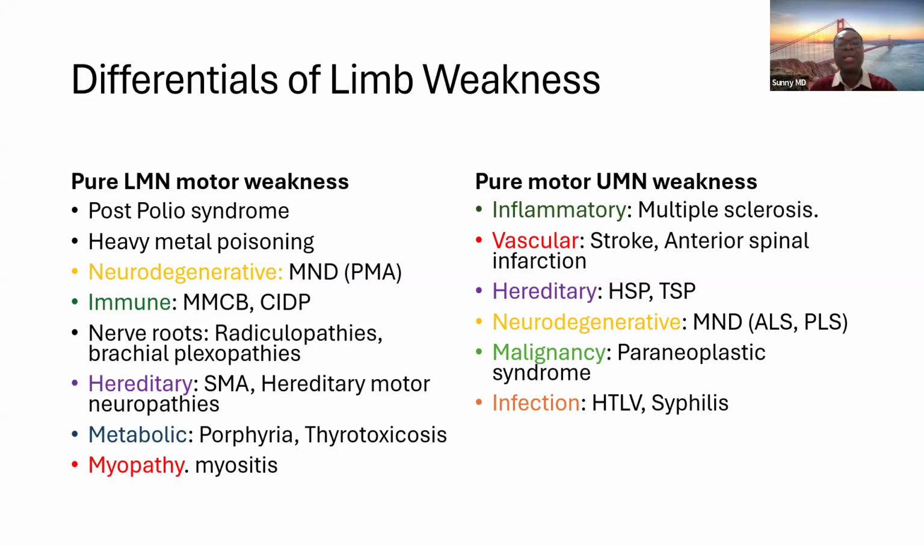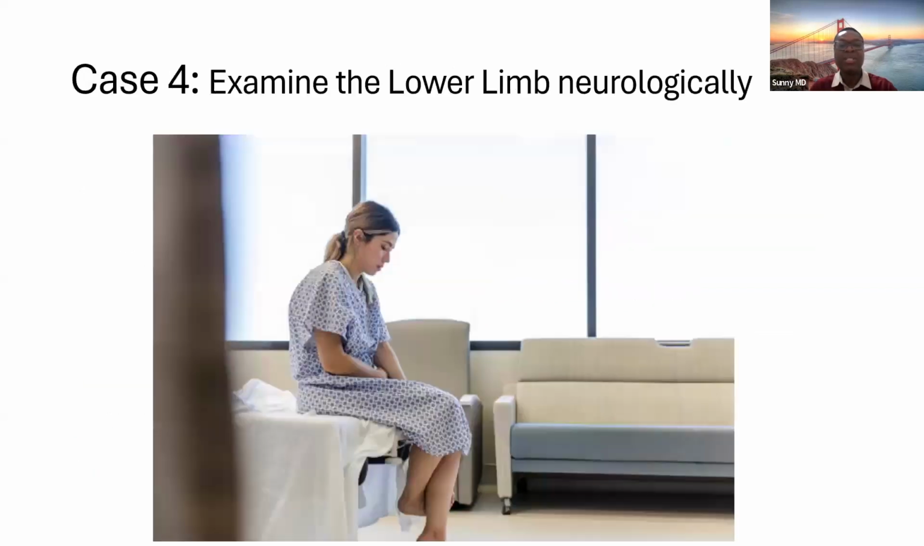For upper motor neuron weakness, again, multiple sclerosis, stroke, spinal stroke, hereditary conditions like hereditary spastic paraplegia, the other variants of motor neuron disease, which includes amyotrophic lateral sclerosis and primary lateral sclerosis, and infections like HTLV and syphilis. Yeah, so you can always check out differentials in your cases book. There's the cases for PACES that has really nice differential listings.